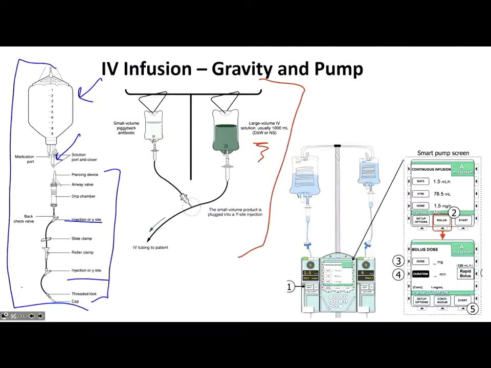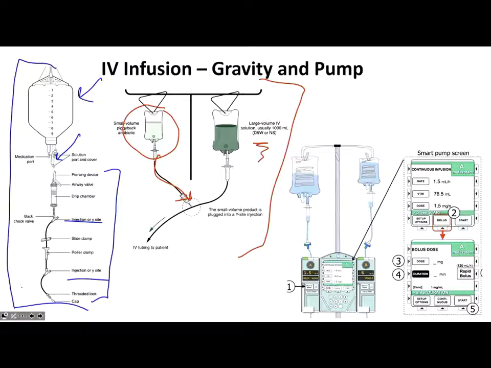All right? So that's this idea of a smaller volume piggyback. We call it a piggyback because it's a smaller volume, meaning 50 to maybe 150 mils at the most, that is going to be added onto the main line through a Y site, and they're going to run that antibiotic in maybe over 15 minutes, maybe over 30 minutes, but as soon as that antibiotic's in, they're going to remove it, okay? It doesn't need to continue to be run. So it'll be done after the 30 minutes, and the next dose will be given 6 hours later, or however many hours later it needs to be, okay?